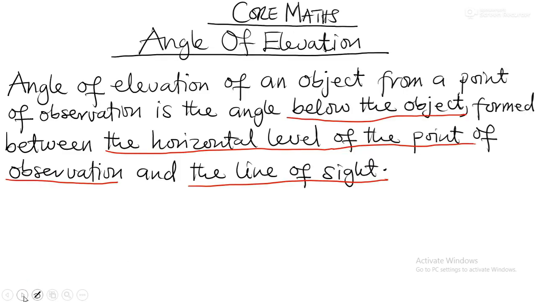Good. So let's continue. So this is the definition of angle of elevation. Angle of elevation is always of an object and from a point of observation. That is what you have to take note. So we always find the angle of elevation of an object and it is from a point of observation. I hope you are okay.